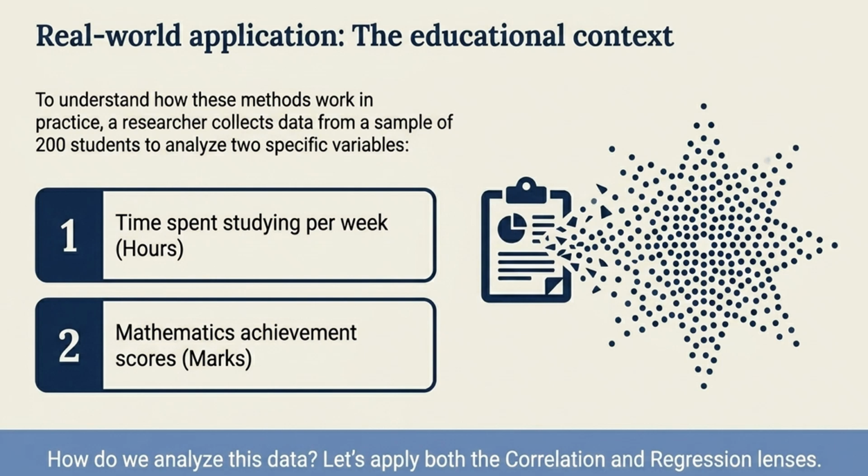Now let us understand this concept using a real research context. Suppose a researcher collects data from a sample of 200 students and studies two variables. One is time spent studying per week measured in hours, and another one is mathematics achievement score, that is marks. How can this data be analyzed? Let us apply both correlation and regression.